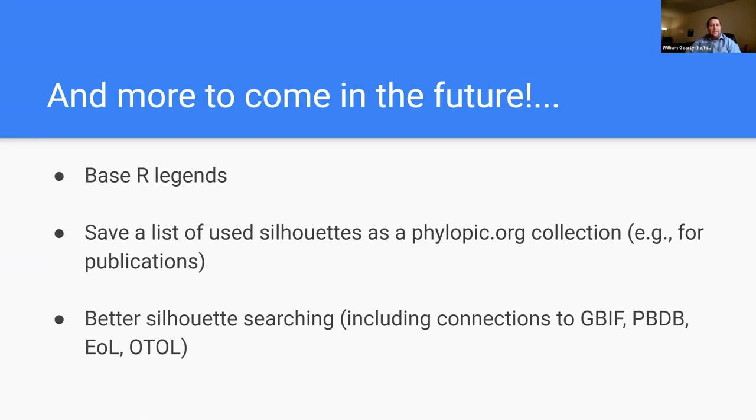We're also hoping to connect more with the Phylopic website so that you can take a list of the silhouettes that you're using, save them to what they call on the website a collection, and then have a single URL that you put in, say, a manuscript, and that will link to the full set of silhouettes that you've used. We're really excited about that for open science purposes and for simplifying the publication process. And then also better silhouette searching. We think we've done a pretty good job so far, but there are definitely ways we can improve it by linking with other databases such as GBIF, PBDB, Encyclopedia of Life, and Open Tree of Life.